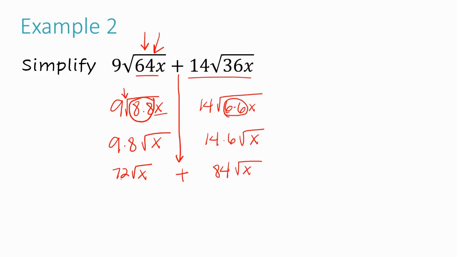So this problem is 72 plus 84. And when I add those two together, I get 156. And my square root x remains the same. So the answer to example number two is 156 square root x. Let's take a look at example number three.